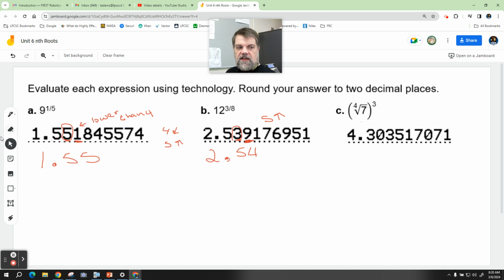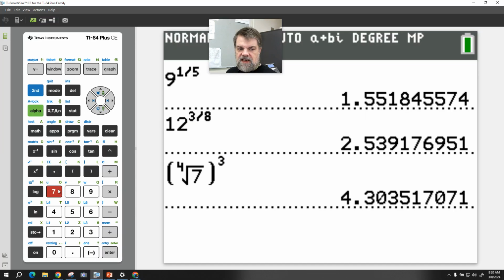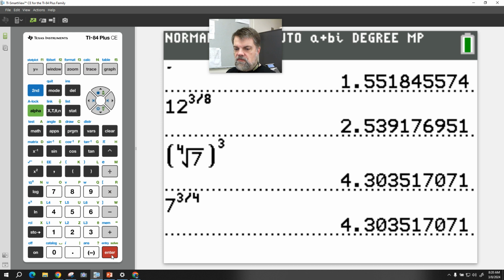You could do it, and I know that you guys get tired of me writing it down, but I'm really trying to teach you through repetition. That could be the base of 7 raised to the power, which is 3 over 4. So let's try that on our calculator. 7 raised to the 3 over 4 should be the same thing. See how that works? Power over root.